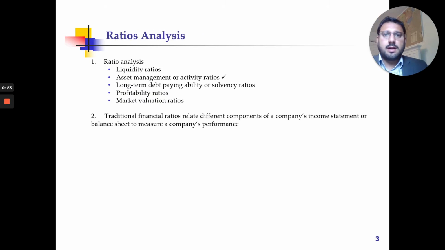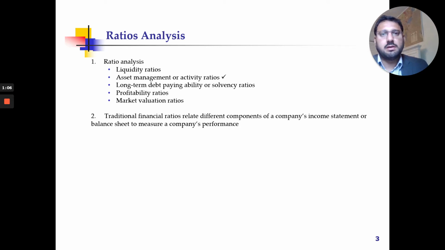First, under ratio analysis, we have five different types of ratios. Liquidity ratios, through which we will try to understand whether the company will be able to meet its obligations which will be coming due within a 1 year period of time. Second, the asset management ratios, which show how effectively and efficiently the company is utilizing its assets. Long-term debt paying ability or solvency ratios, which are more important for the bankers and the bondholders, to see whether the company will be able to pay their money back to them or not.